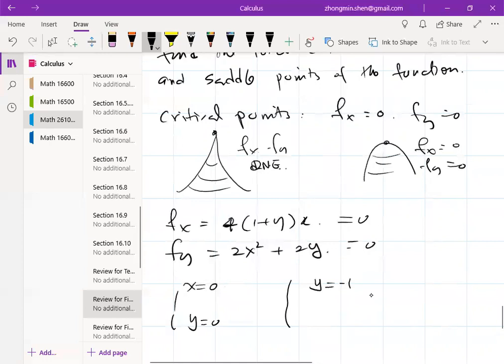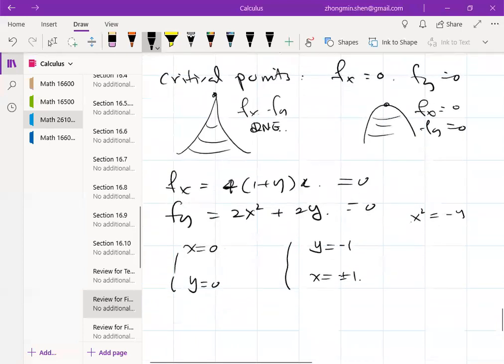If y equals negative 1, then what is x? Because the second equation gives x squared plus 2y equal to 0, x squared is going to be positive 1, so x is going to be plus or minus 1. So you have 3 points here.